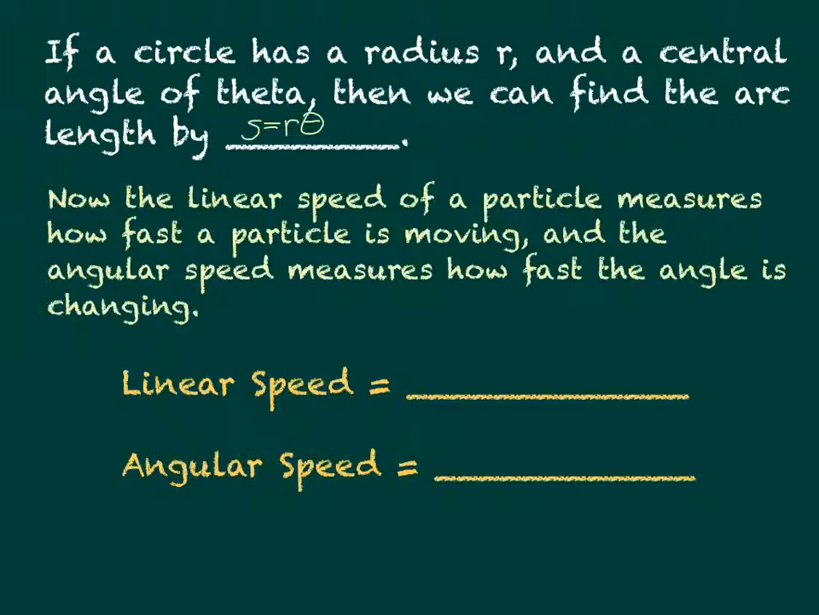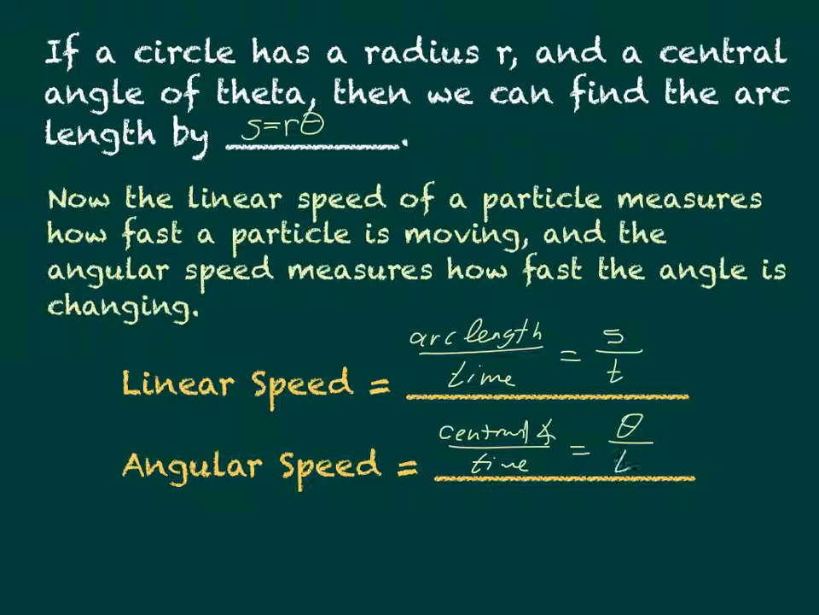Now, the linear speed of a particle measures how fast the particle is moving, and the angular speed measures how fast the angle is changing. The formula for linear speed is arc length over time, or s over t. And the angular speed is the central angle over time, so that would be theta over t. So let's do some examples of this.